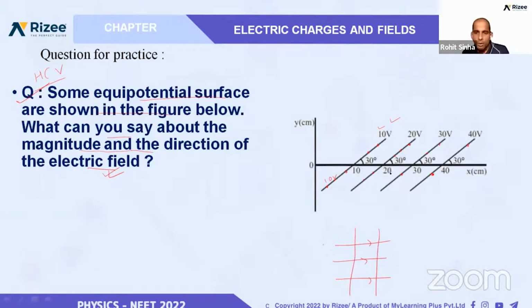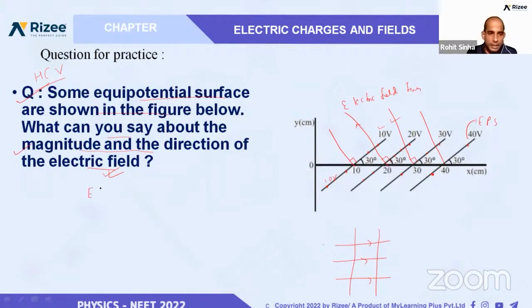Okay. Now, if we draw perpendiculars here like this, all perpendicular to this line, perpendicular to this, then these will represent electric field lines. What will they represent? Electric field lines. Okay, and these are EPS, equipotential surfaces. So now we have to find what will be the magnitude and direction of electric field.